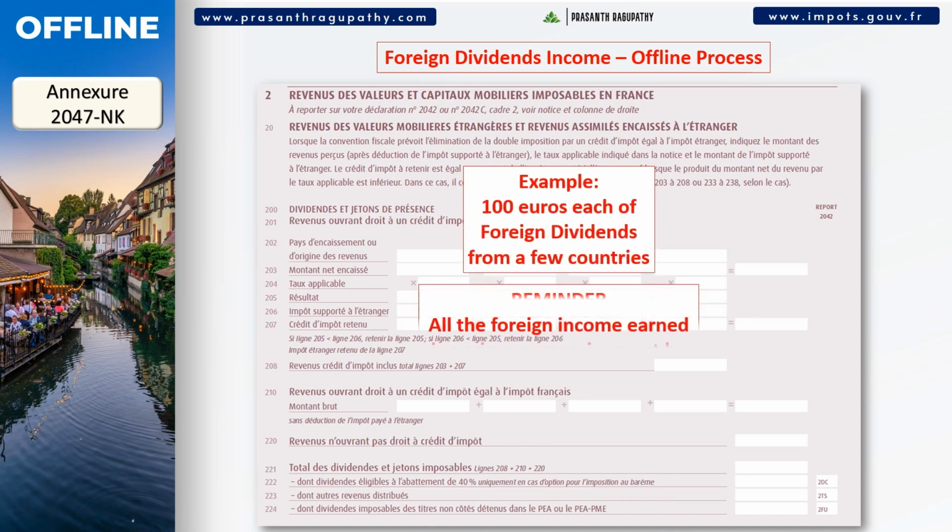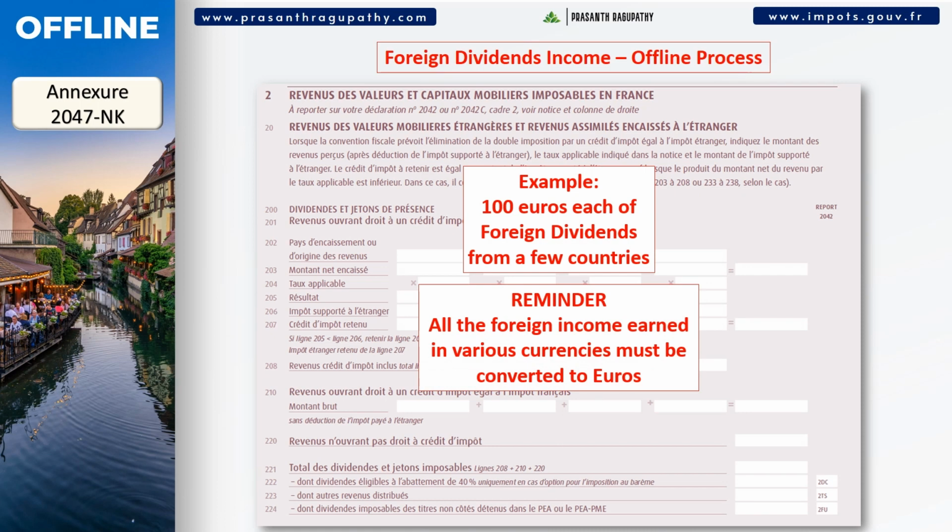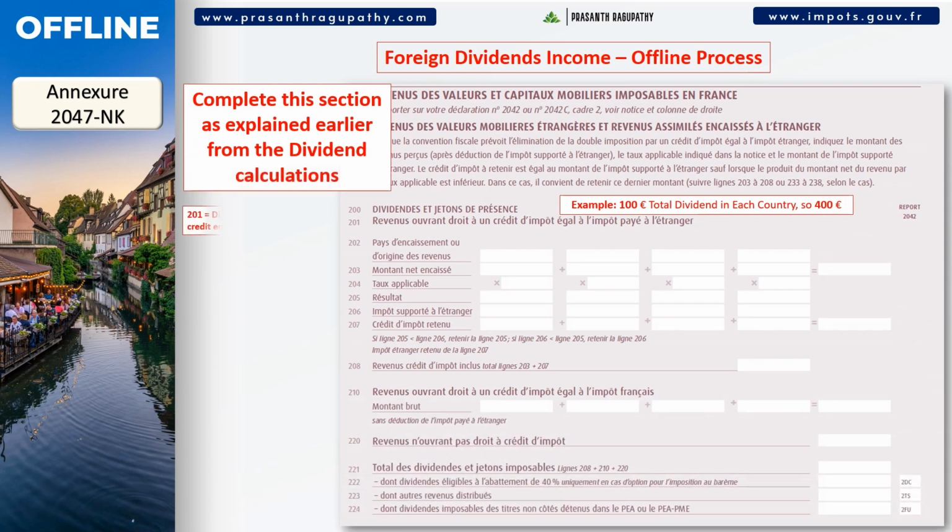For example, let us use 100 euros each of foreign dividends from a few countries like India, United States, Switzerland and UK or Ireland. There are so many ETFs based in Ireland. So, complete section 2 as explained earlier in the dividend calculations.